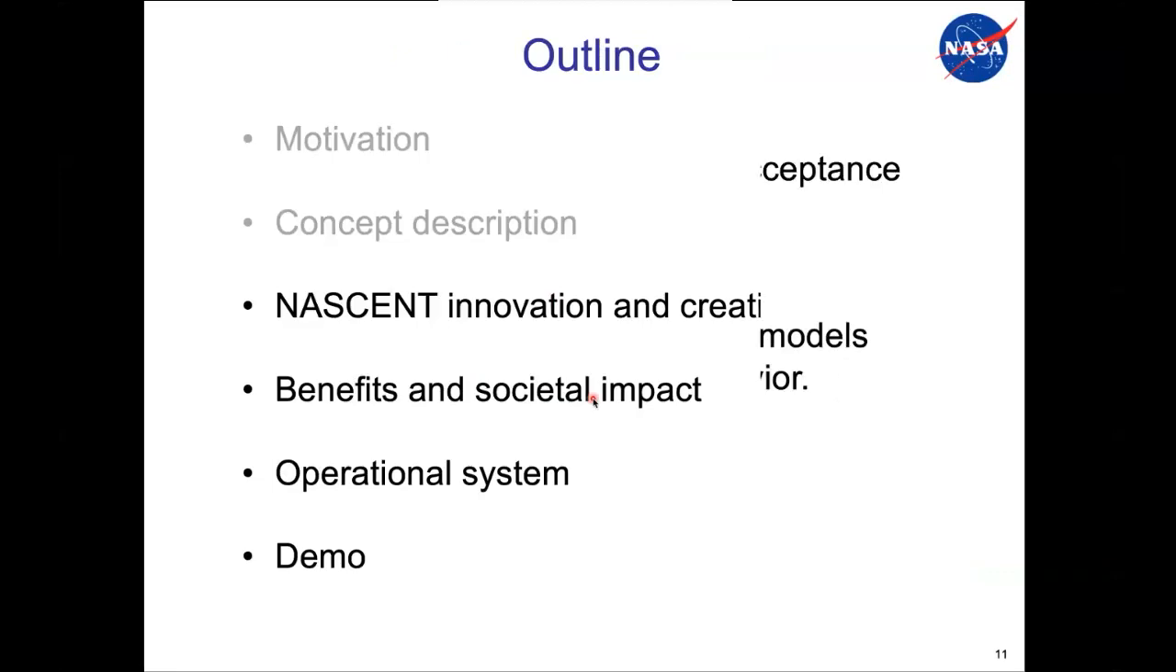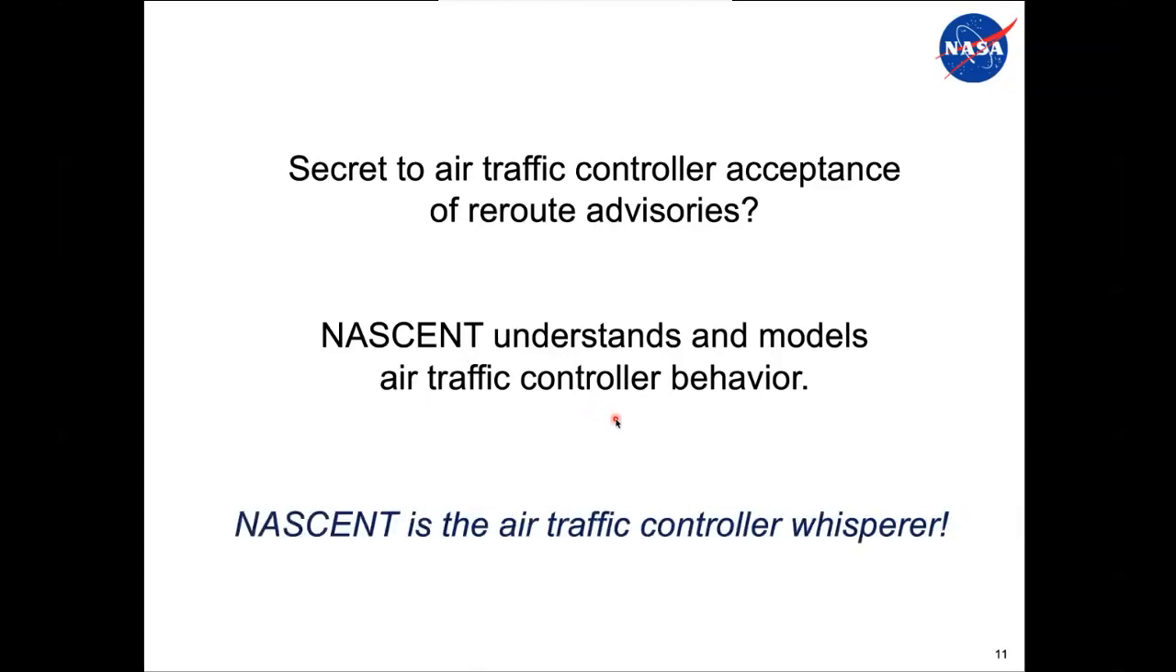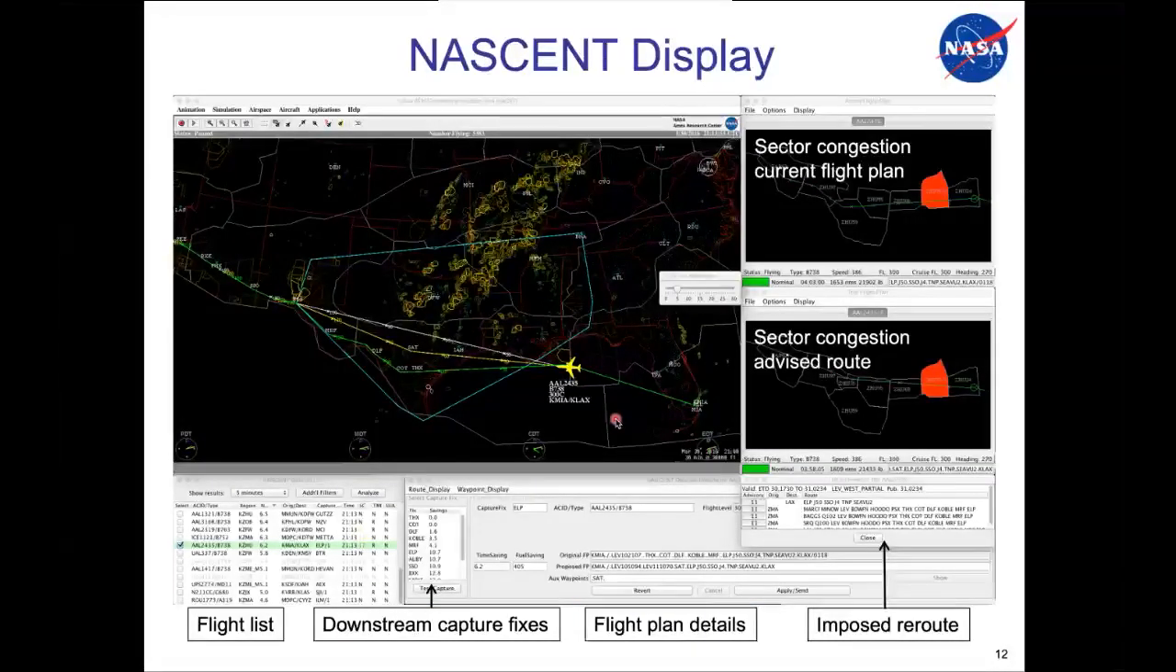And so why is it that the advisories that come out from NASINT are acceptable to the air traffic controller? That's because we understand and model the air traffic controller behavior within the system. And in some sense, if I can say, NASINT is an air traffic controller whisperer, because we come up with advisories which the air traffic controller has already seen, and it takes very little to approve them unless there is a conflict of some sort. So here's the display that I talked about earlier.